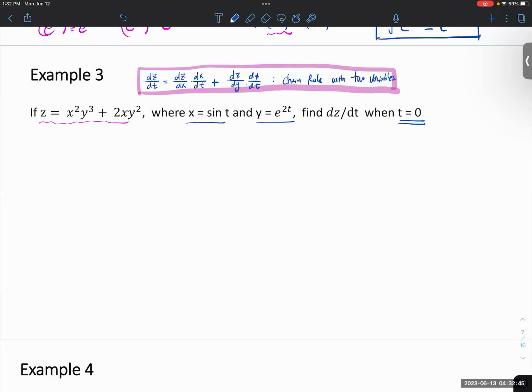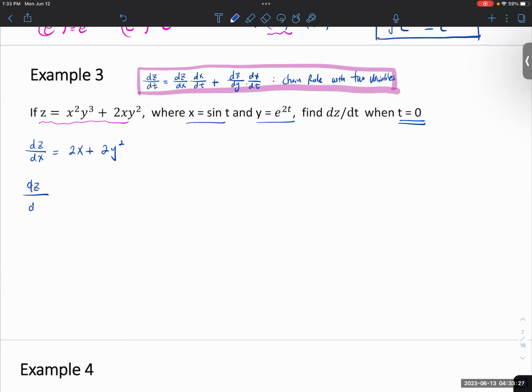So step-by-step work. dz over dx, what happened? You are going to take a look at the partial derivative with respect to x. So y is going to be constant. So 2x plus 2y second. Am I correct? So this is going to be dz over dx. I think so. Let me double check. So that's what I got, right? 2x. And then what are you guys going to do?